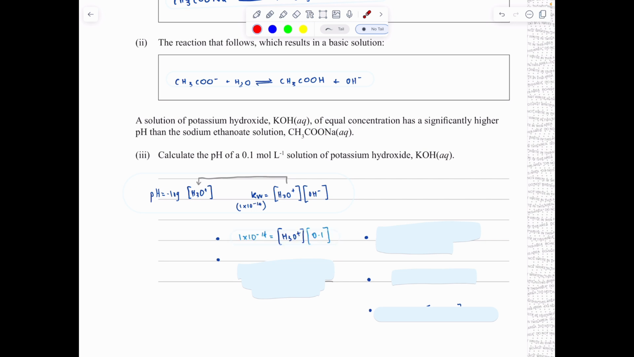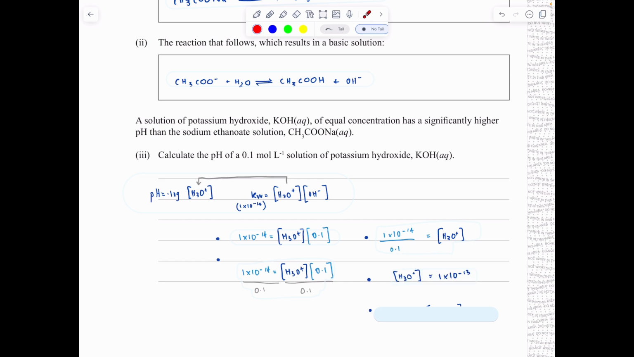So first things first, let's substitute everything that we have. We know that KW is always going to be 1 times 10 to the power of negative 14. We don't know the hydronium ion concentration yet, but we do know that the OH minus concentration is 0.1 based on what they've given us here. Once we've substituted everything in, we can do a bit of rearranging. To get rid of the 0.1, we divide this side by 0.1, and that means we have to do the same to the other side over here. So it cancels out on this end, and we are left with H3O plus equals 1 times 10 to the power of negative 14 over 0.1.